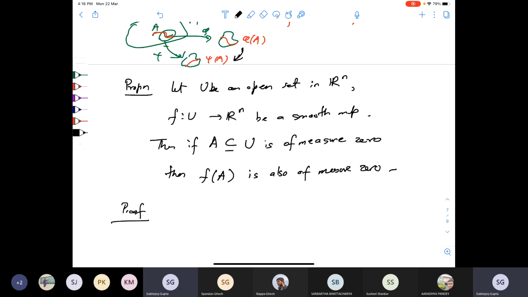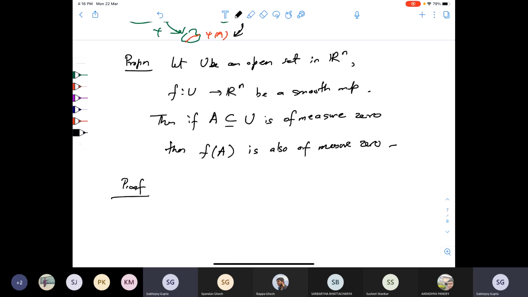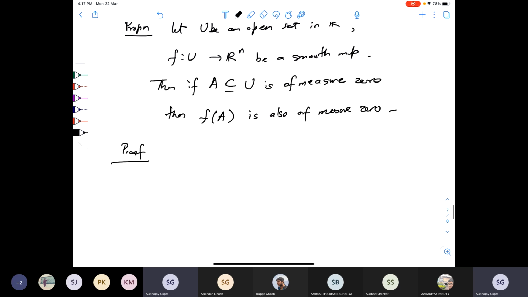Well, let me tell you how this proof goes. It's using something we saw earlier. Do we need the epsilon by 2 to the n kind of trick? Not quite, not here. Okay, so what you can do is the following.